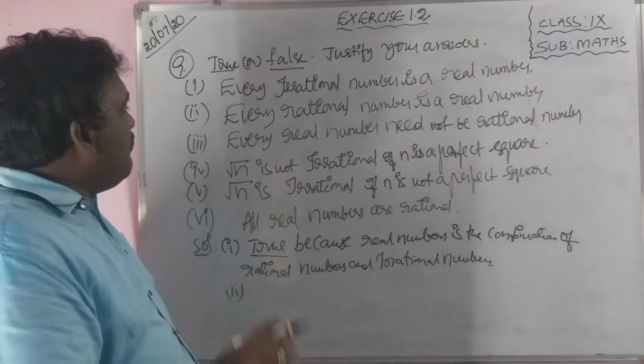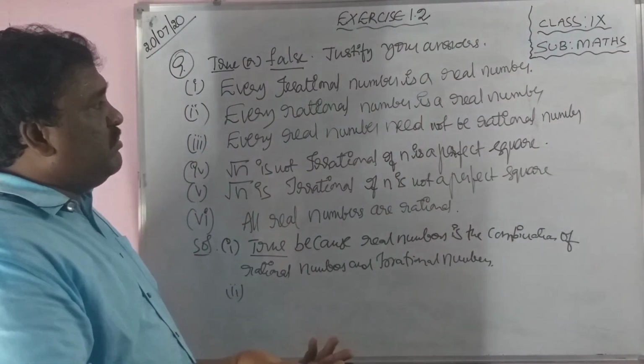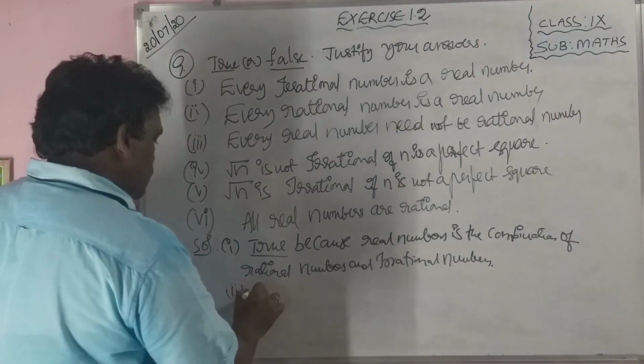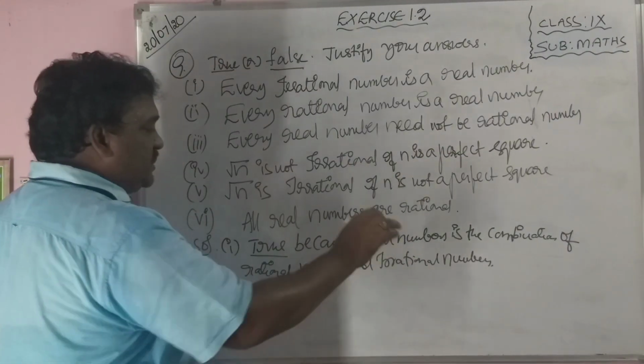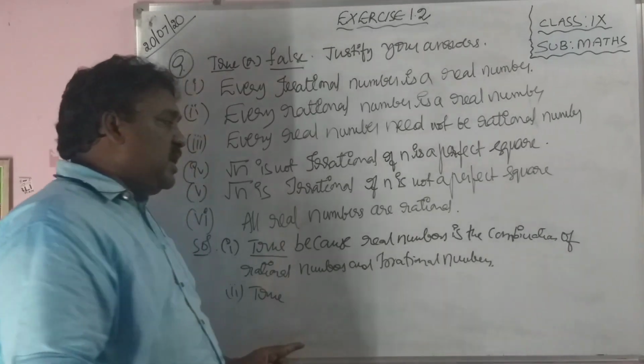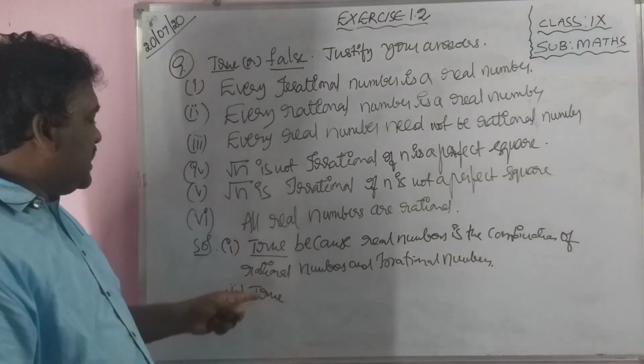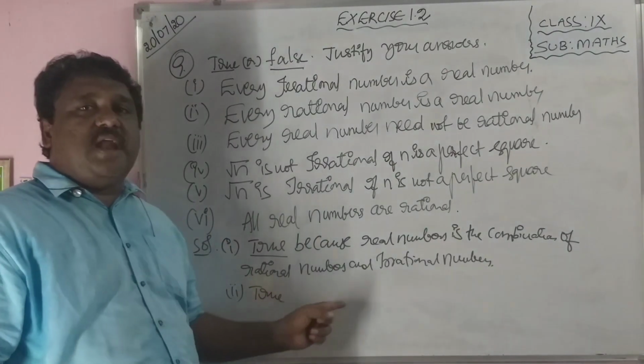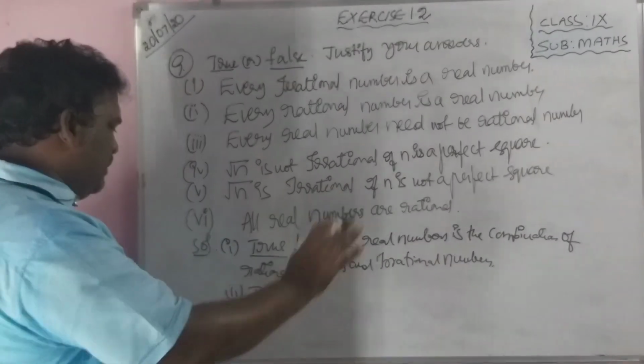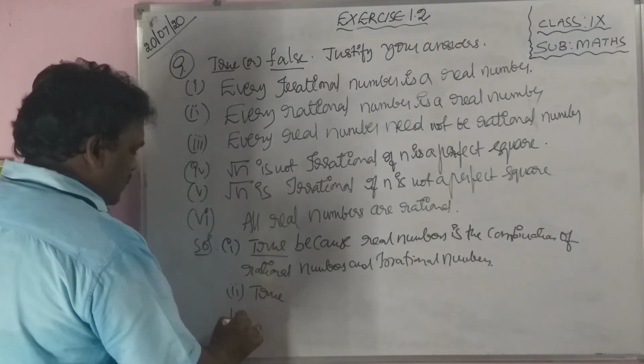Second one, every rational number is a real number. Yes, it is true. Write the same reason for the second one also. True because real number is the combination of rational number and irrational number. Write the same reason.